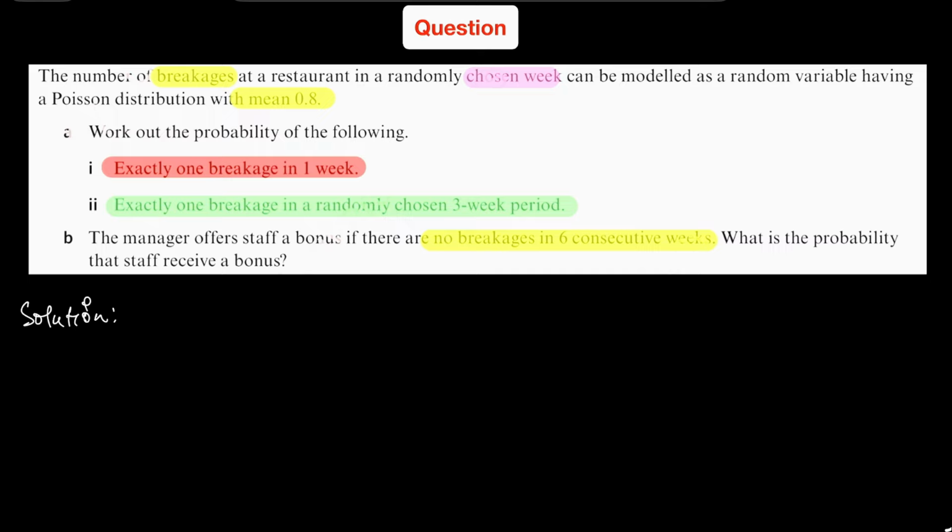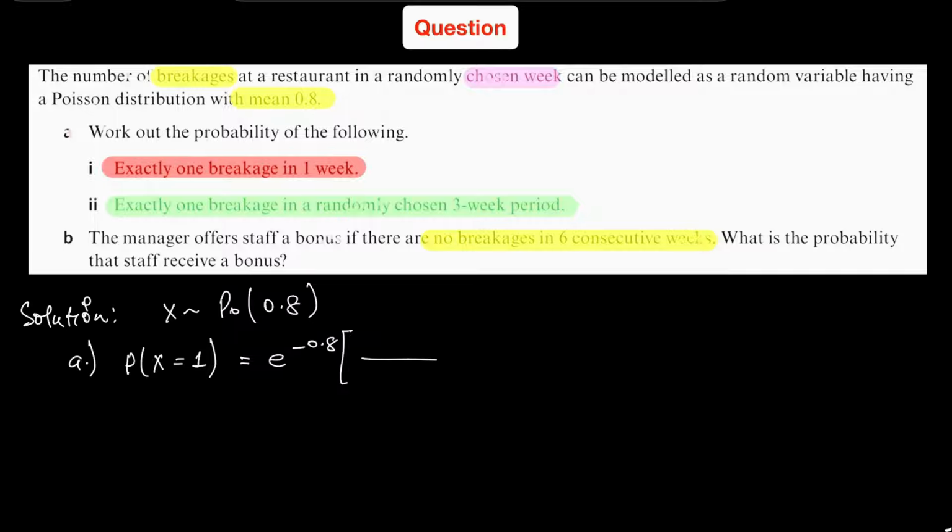After reading the question, we can easily figure out that X is following a Poisson distribution with mean 0.8. In part A, he says work out the probability that exactly one breakage is there in a week. So we need to calculate the probability that X equals 1. This is very simple. It is going to be e raised to the power minus 0.8, times 0.8 raised to the power 1, over 1 factorial, and when I solve this using a calculator I get 0.359. So the first part of the question is done.